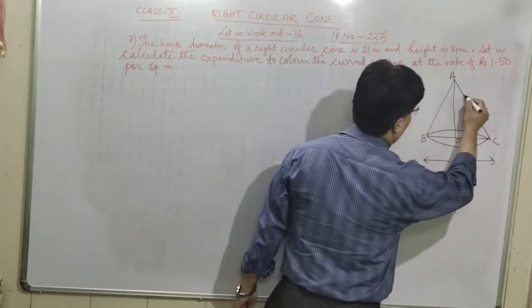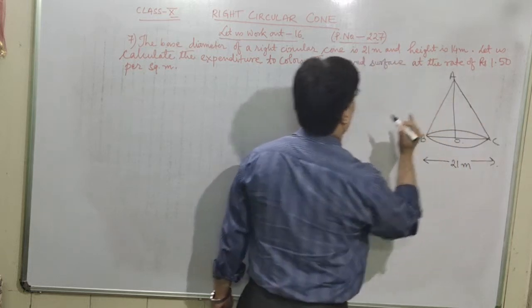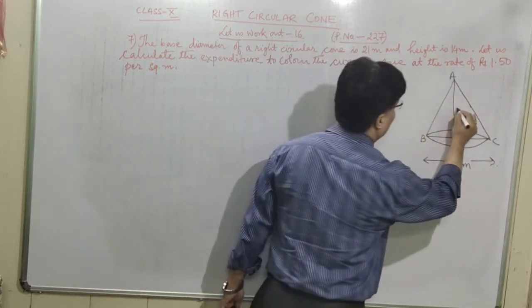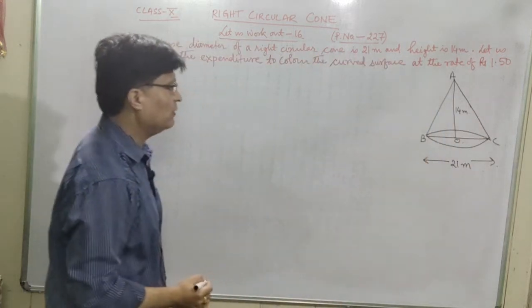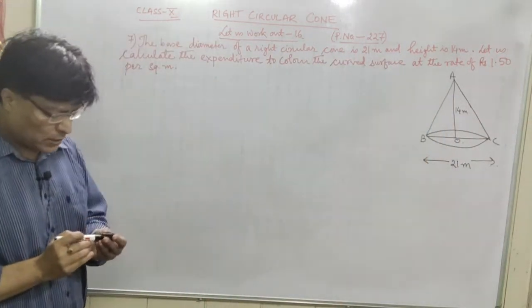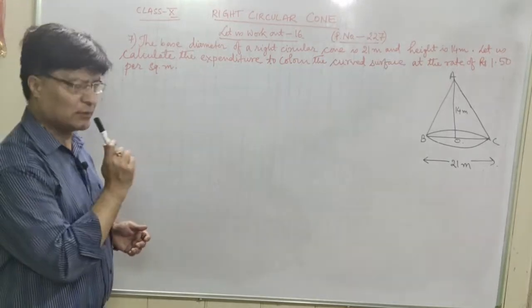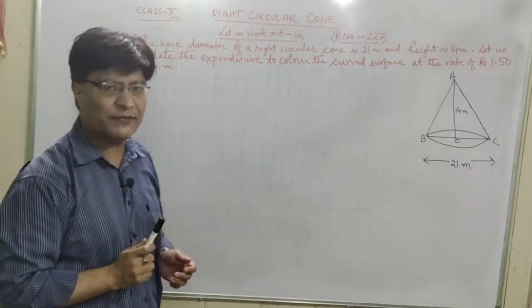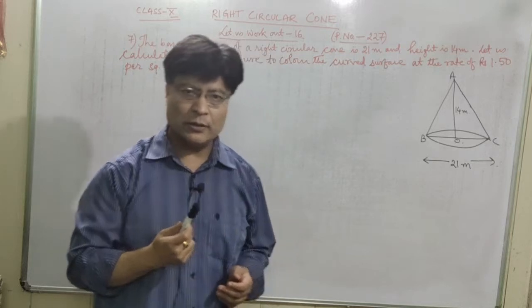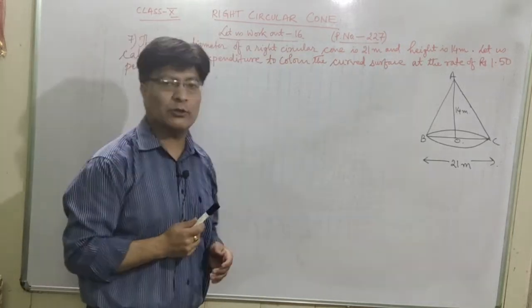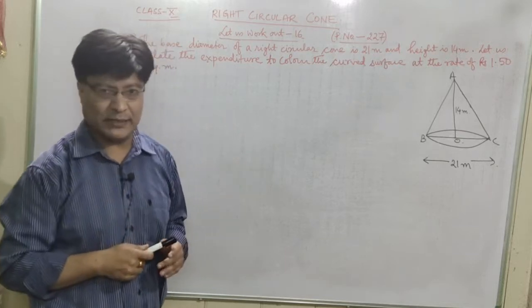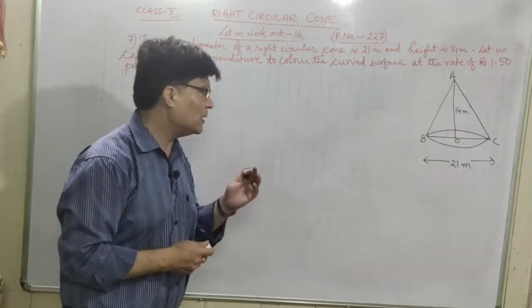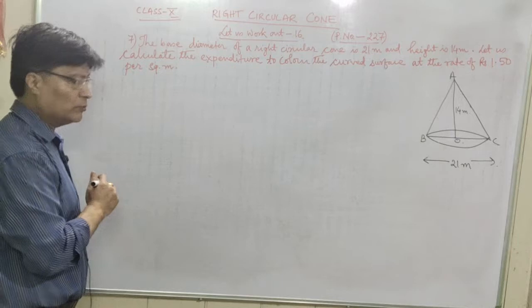And what is the height of the cone? Height of the cone is 14 meter. Now in this case, since you have to find out the curved surface area of the cone, you have to find out the slant height of the cone. That means you have to get the length of AB, right? So now let us find out the length of AB.